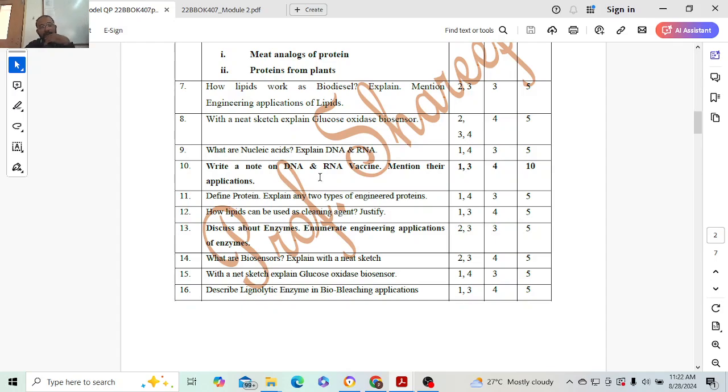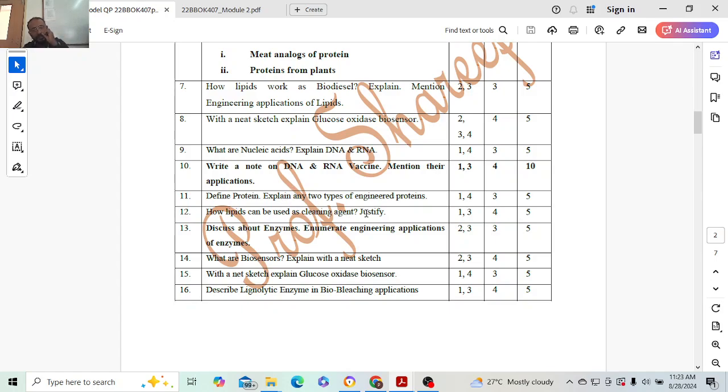Next, write a note on DNA and RNA vaccines and mention their applications. You have to write a note on both DNA and RNA vaccines. Here the DNA vaccine will carry 4 marks, and the RNA vaccine will carry 4 marks. The 2 marks will be divided for the applications. Both these things we have discussed.